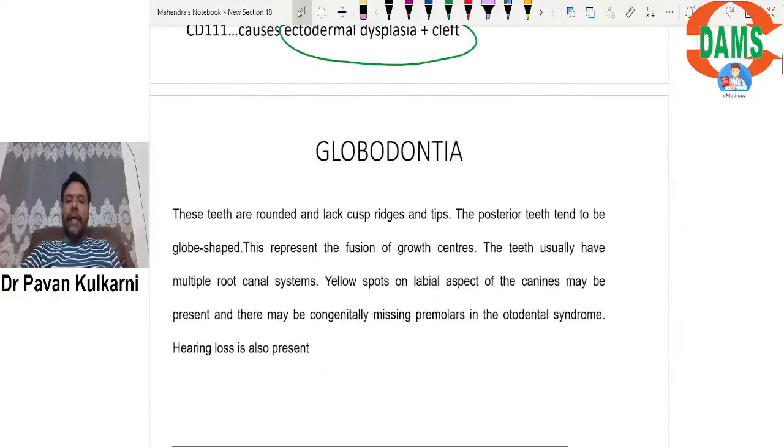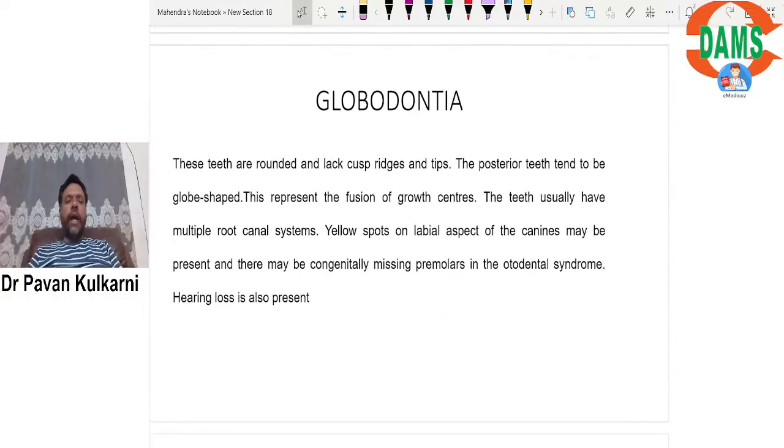That is, what is globodontia? Again, this term itself is very unique. That is why I'm expecting this question here. Globodontia. What is globe? Globe is smooth, right? So similarly, if a tooth is totally rounded, it lacks sharp cuspal ridges, no cusp tip. That means the tooth is totally rounded. Such teeth you call globodontia.